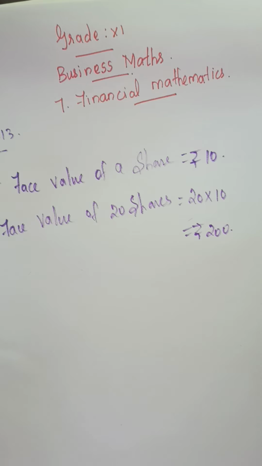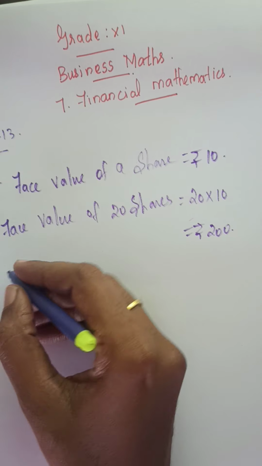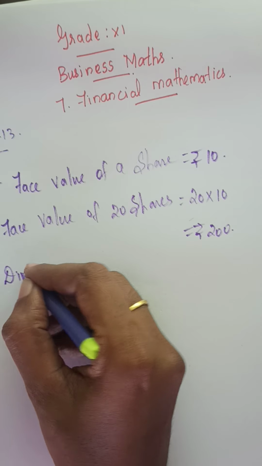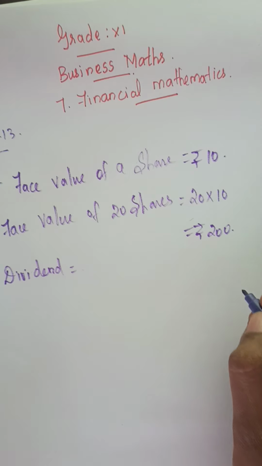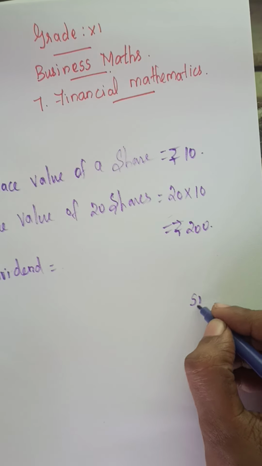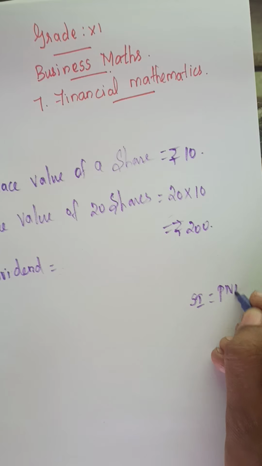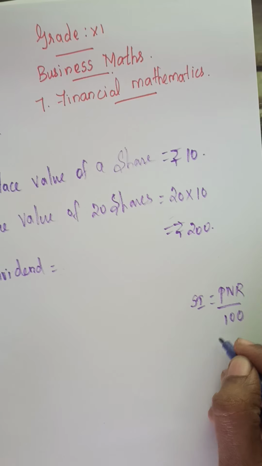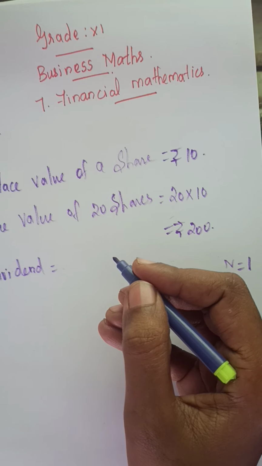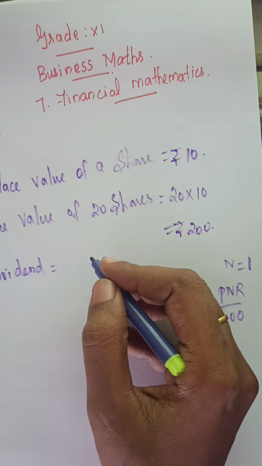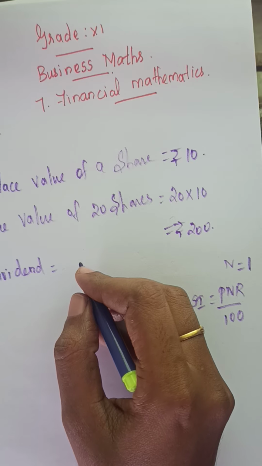Okay. Now we need the dividend. Dividend means the SI value, it's the same as SI. You know the formula you learned in lower class, SI is equal to PNR by 100. Here the N value is equal to 1. Dividend means 9%, at such a price it's given.